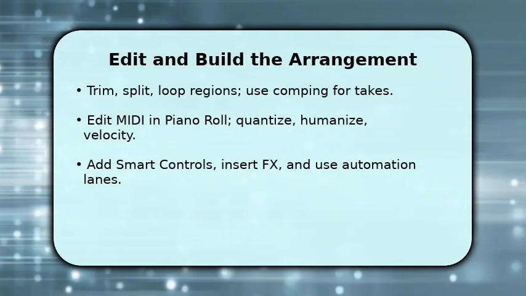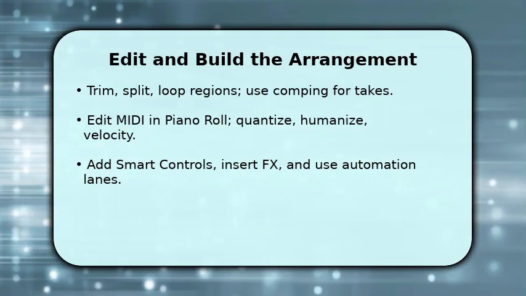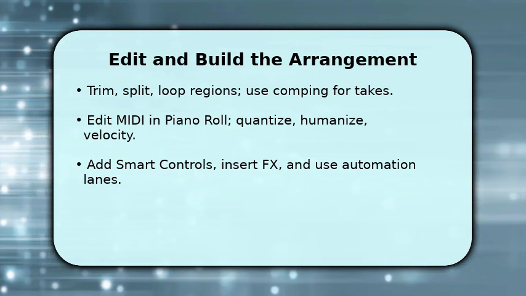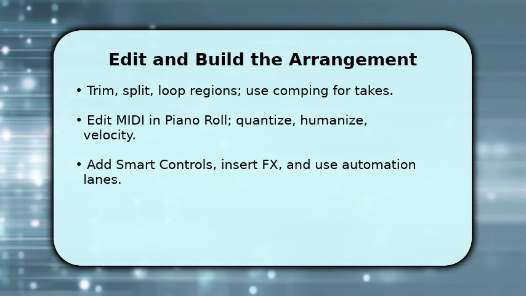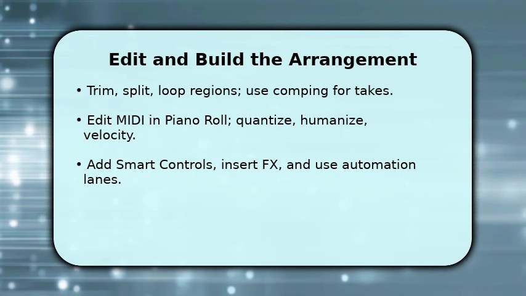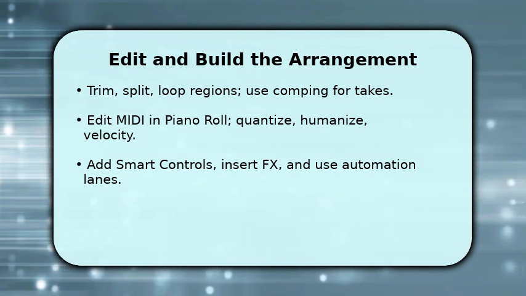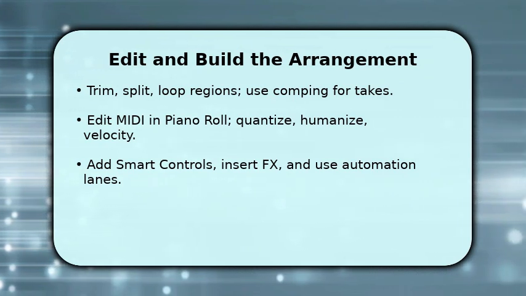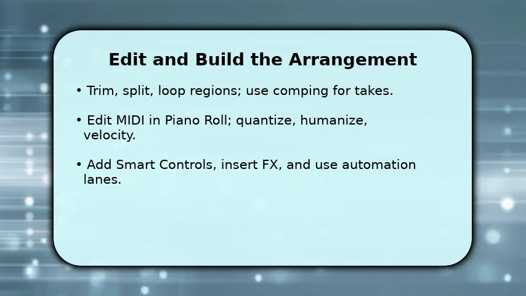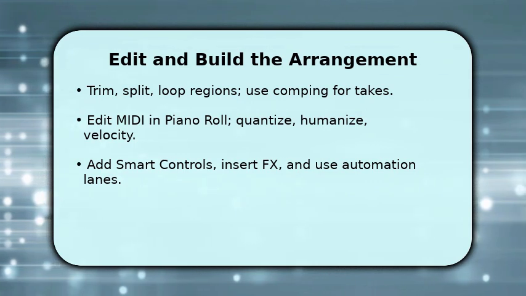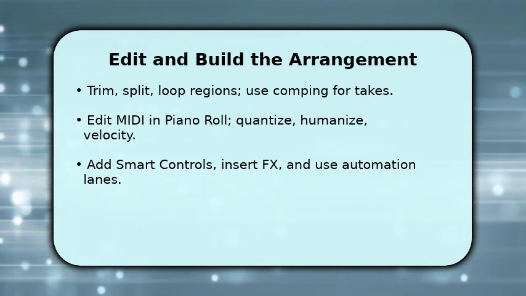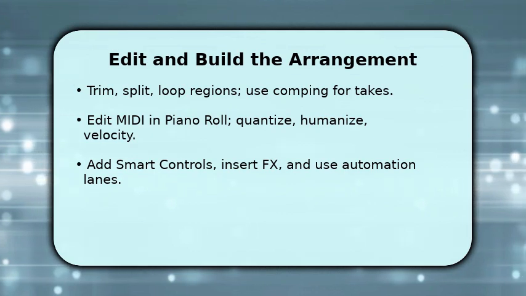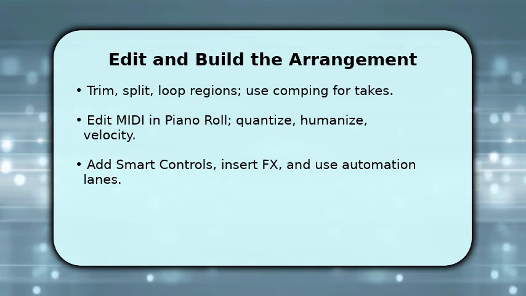Now you build, trim and split recorded regions, loop sections that work, and use comping to assemble the best takes. This speeds editing. Open the piano roll to fix MIDI notes, apply quantize for tight timing, and humanize small variations so it breathes. Once the parts are solid, add smart controls and insert effects on tracks, compressors, reverb, and draw automation lanes to shape dynamics and movement. By mixing as you arrange, you'll spot balance issues early and avoid last-minute fixes.